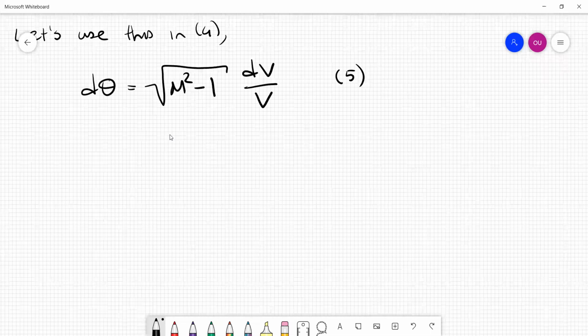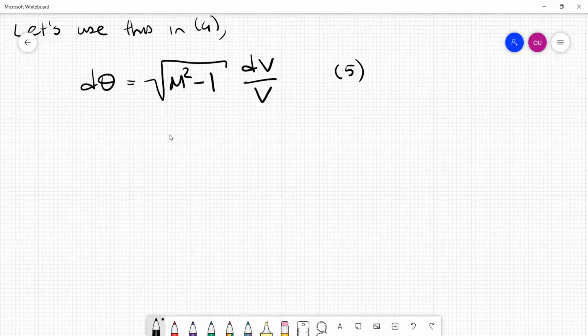What else do we know? The question is then, what is dV over V, for example? Can I replace this also with some kind of Mach number? Well, I must be able to, because velocity is related to Mach number. So we should be able to do that.